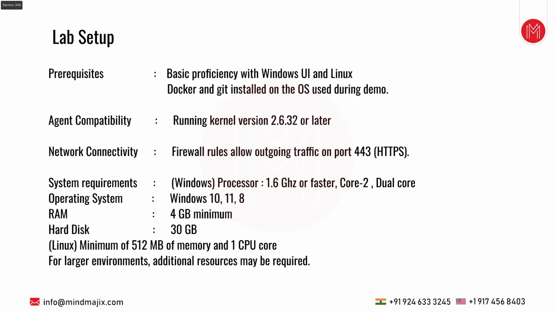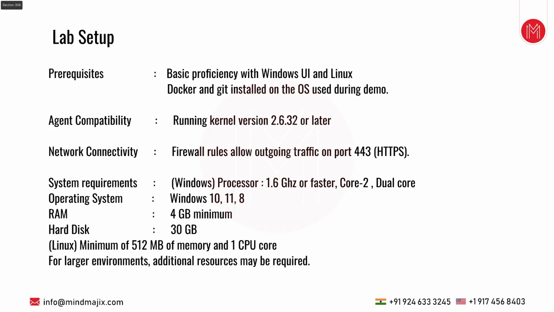For the system requirements, if you are using Windows, you'll need a processor of 1.6 gigahertz or faster, a dual core, with an operating system of Windows 10, 11, or 8. You'll need a minimum of 1 GB of RAM and around 30 GB of hard disk space.